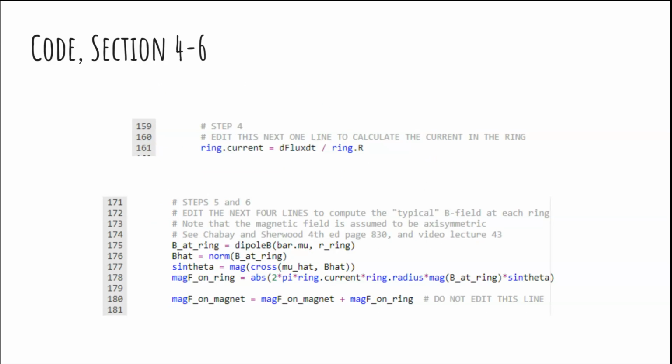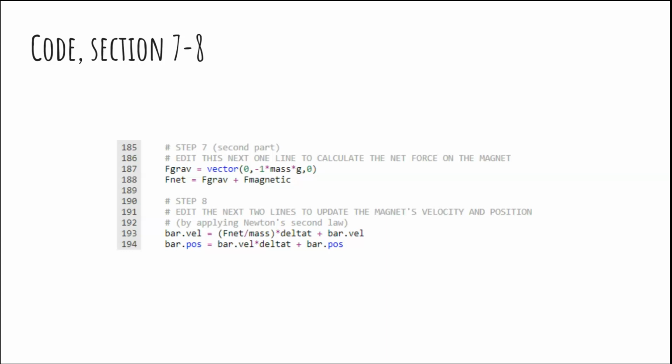Steps 5 and 6 are dealing with some forces, so the force on the ring and the force on the magnet. Step 7 is getting that net force. So it's taking in the gravitational force using the mass and gravity, and then that magnetic force calculated in the last step. Step 8 is just putting the model together and updating the velocity and position of the bar using Newton's second law.